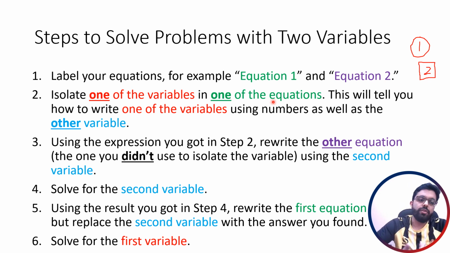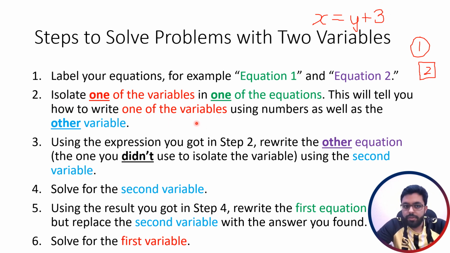Sometimes I'll be nice and give you a question where one of the equations is already isolating one of the variables. The whole point of doing that, isolating one of the variables, is suppose you get x equals y plus 3. You do your isolating in step 2, and you get x equals y plus 3. Once you're done your work, this is what you get when you isolate for x in one of the two equations.